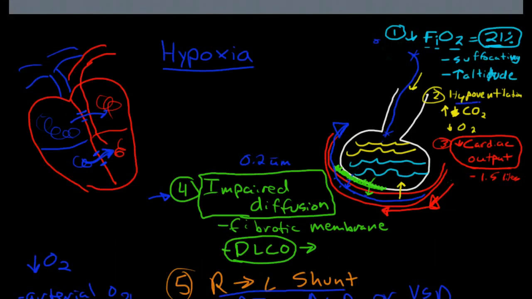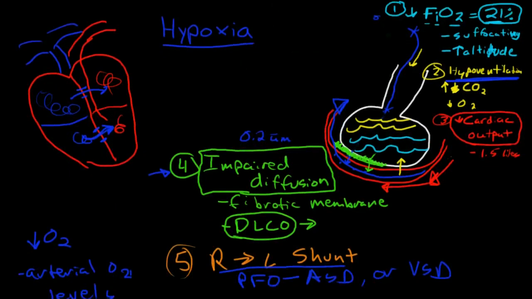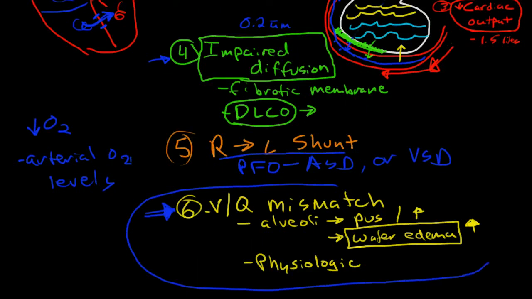Hypoventilation is sometimes the cause in chronic conditions like COPD. So really all of these causes of hypoxia can occur in chronic conditions, but the most common cause of acute hypoxia is typically a VQ mismatch that is caused either by pulmonary edema or infection.